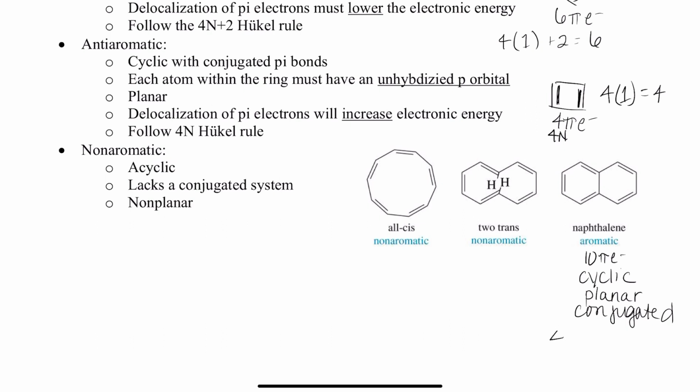So using our 4n plus 2 rule, again, n can be any integer, start with 1. If we use 1, 4 times 1 is 4 plus 2 is 6. Let's go ahead and use 2 as our integer. 4 times 2 is 8. 8 plus 2 is 10. This follows the 4n plus 2 rule, and because of that, naphthalene is an aromatic compound.